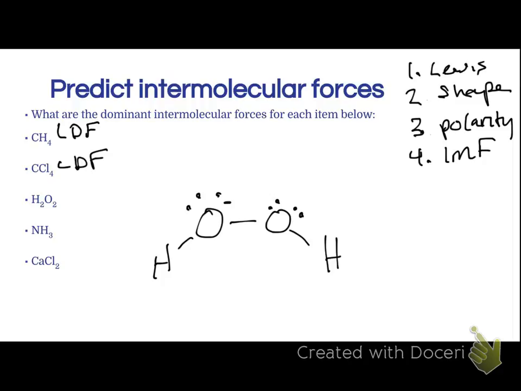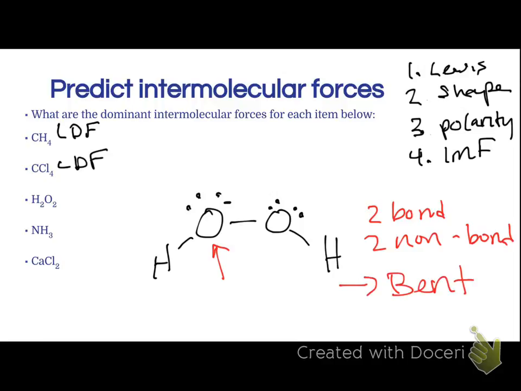So I'm going to pick a central atom to figure out the geometry, and it's going to be one of the oxygens. It doesn't matter which one you choose. But so we're going to look at this oxygen, for example. This has two bonding and two non-bonding domains, which means it has a bent shape. And bent shapes are always polar because you can draw a dipole.